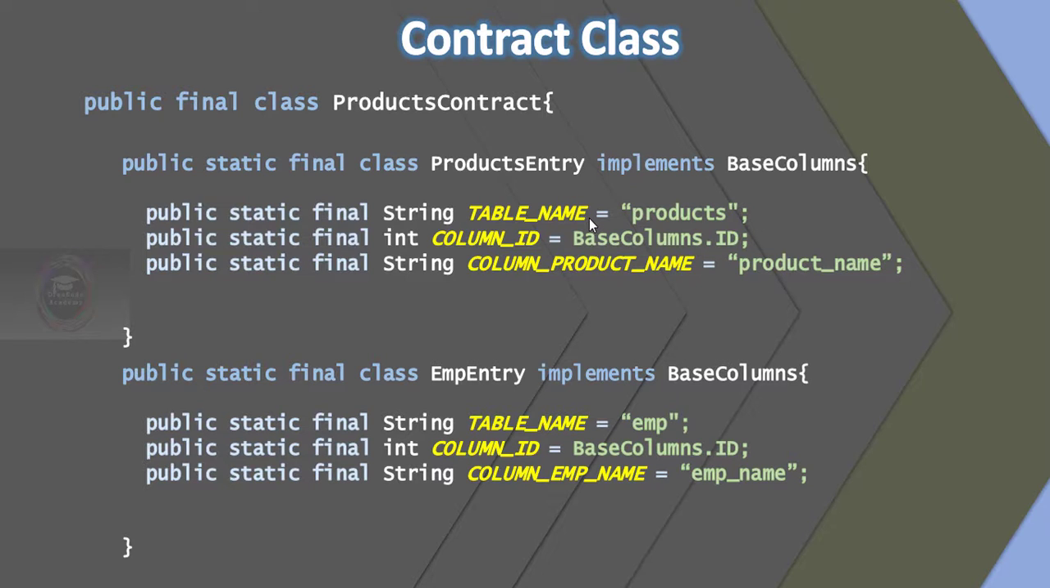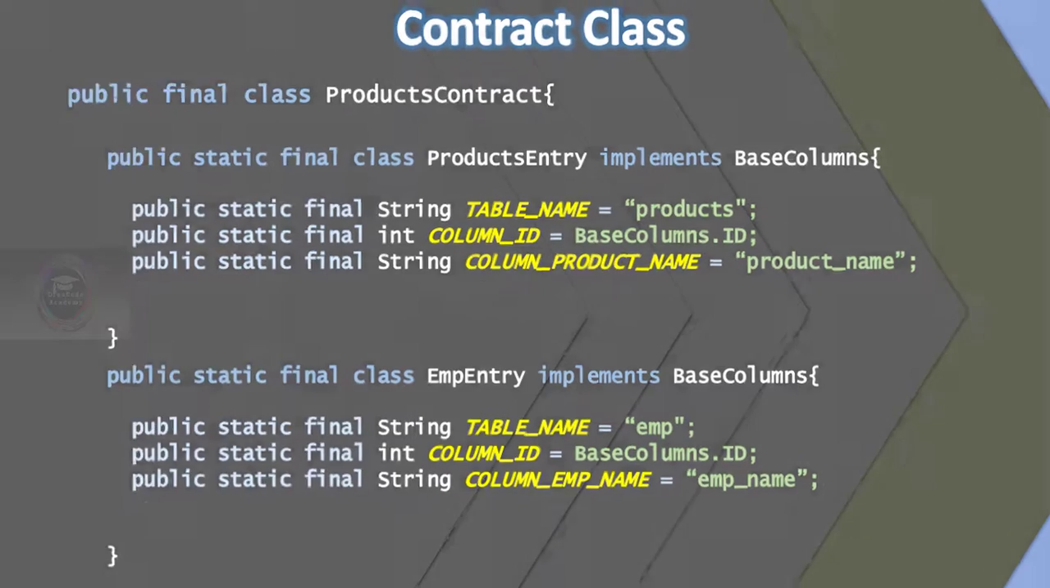So you can say it, contract class is responsible for creating the constants, means holding the constants, and we need to create it because if we don't create these constants, there may be a chance we can actually make mistakes.